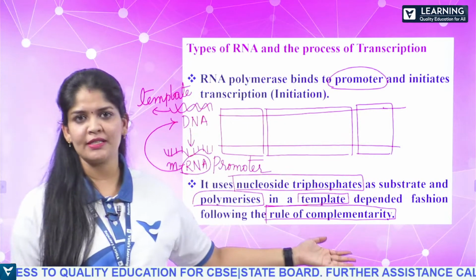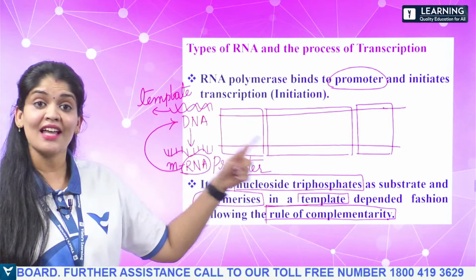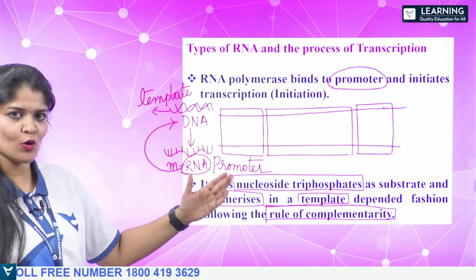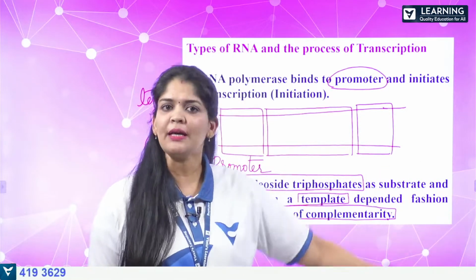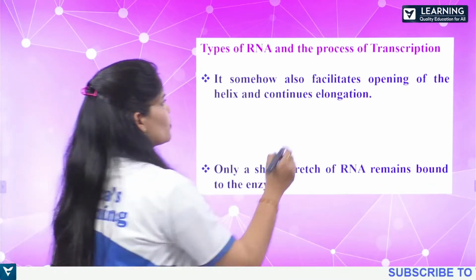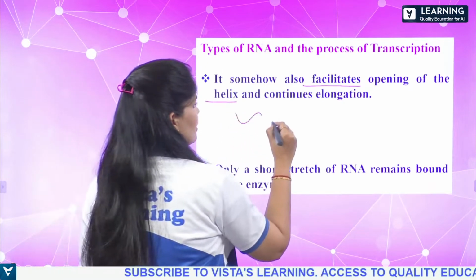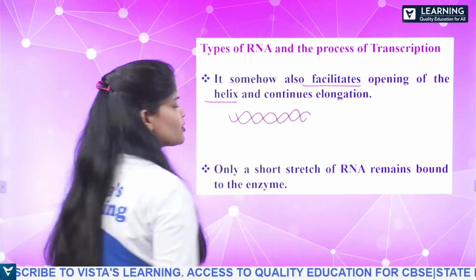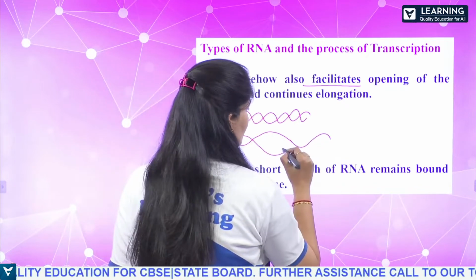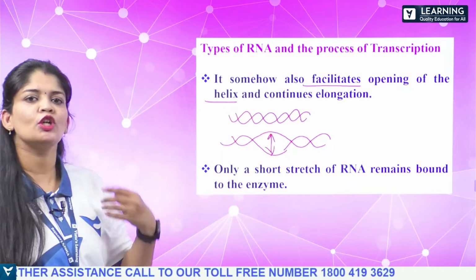That is what the rule of complementarity will govern: the process of polymerization of the nucleoside triphosphates that have to come on the mRNA, and for this the template is DNA. That is why this process is considered a template-dependent process. Now, it also facilitates opening of the helix. DNA is present in a helical structure. We need the opening. This opening we need for the process of transcription to proceed.